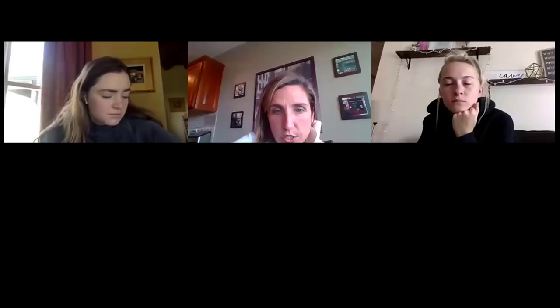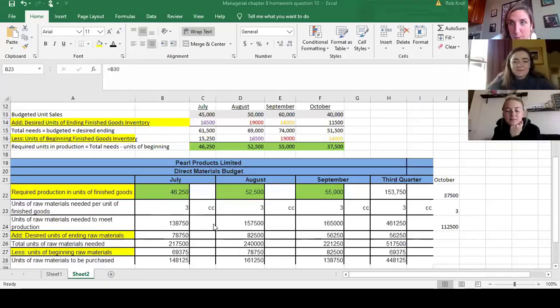So back to that spreadsheet. After I find that 3 on my problem, and again, yours might say 2 or 4, I type it in. This next row below the 3 is multiplying. It's saying if I produce 46,250 units and each of them needs 3 centimeters of raw materials, then you're actually going to need 138,750 raw materials.